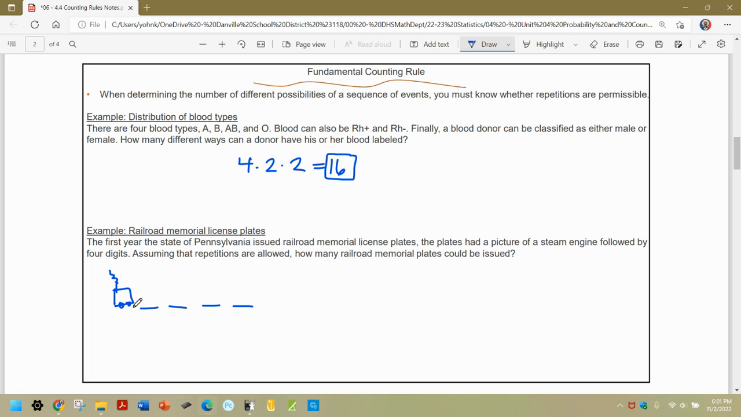How many different possibilities are there for the first spot? There are 10. Don't forget 0. 0 through 9 are the digits you're using. And since I can have repetitions, there are still 10 different numbers to use for the second spot. There are still 10 for the third, and still 10 for the fourth. So we multiply the number of possibilities together, and that gives me 10,000 different memorial license plates.